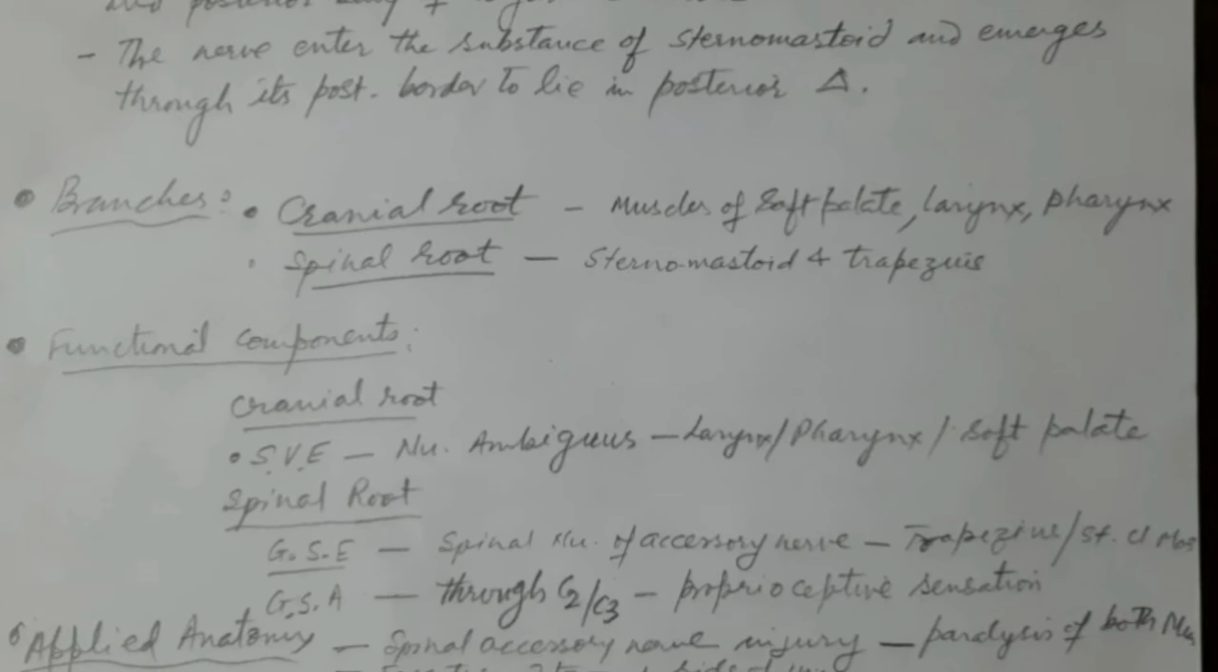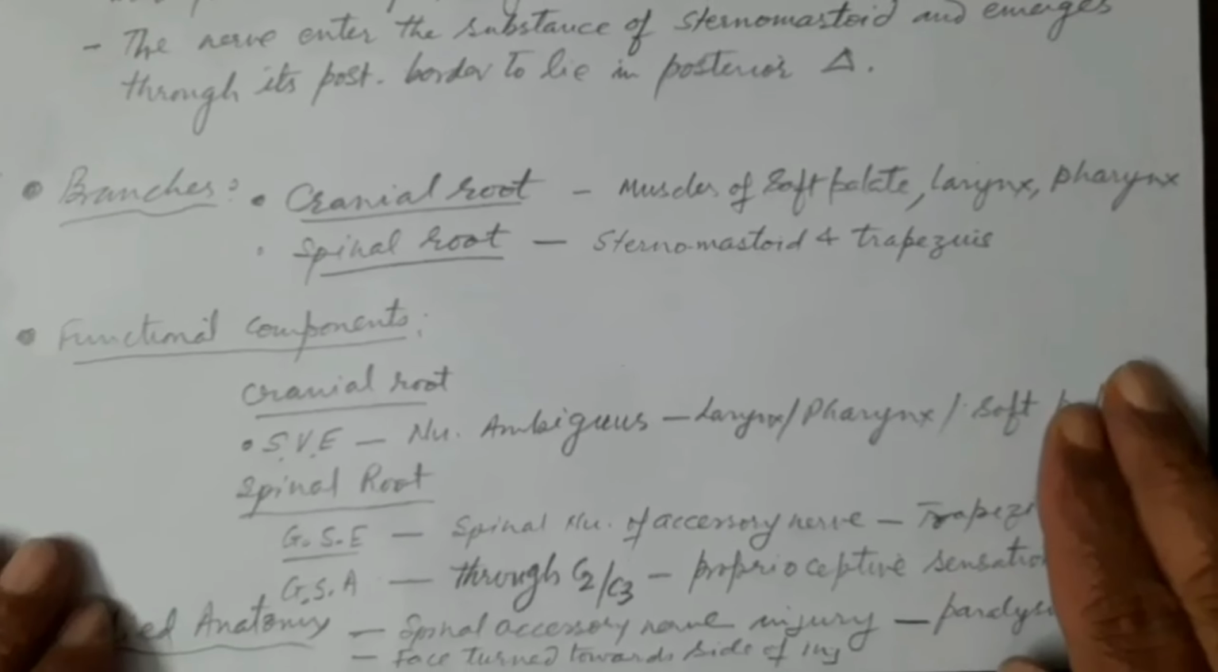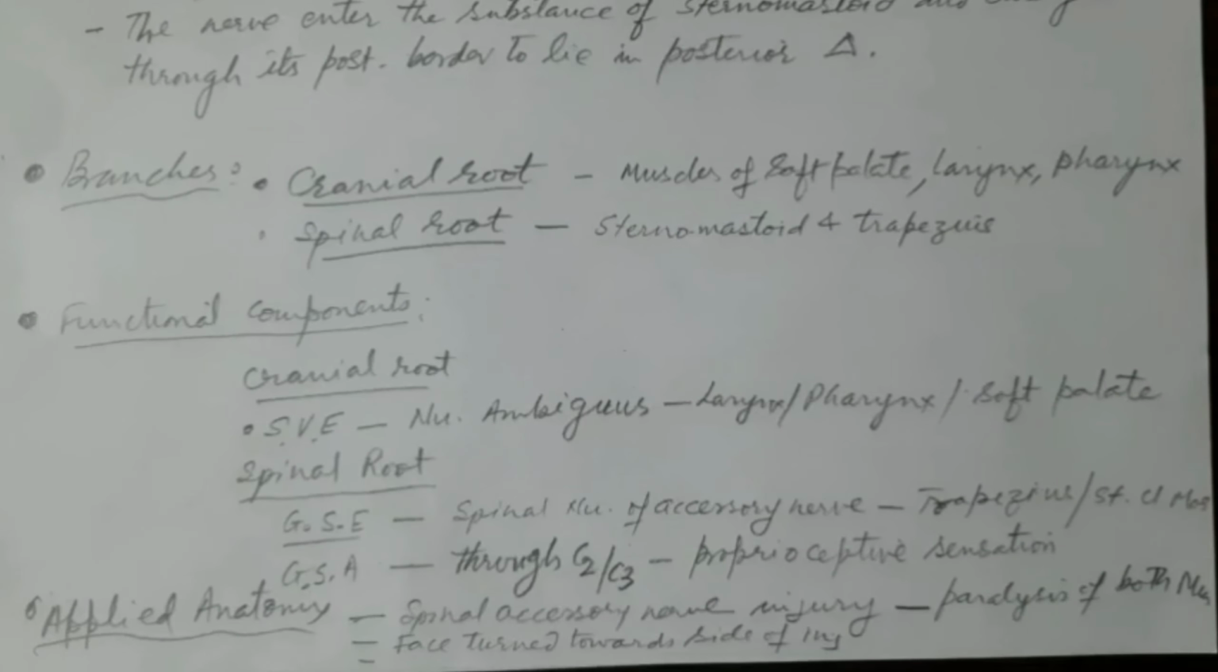So it is sensory. However, you should note that these fibers carrying the proprioceptive sensation from muscle and tendon are not going along with the spinal root. They are traveling separately and carrying this sensation. I hope you have understood this, the 11th cranial nerve, the accessory nerve. Let's come to the applied anatomy of this.